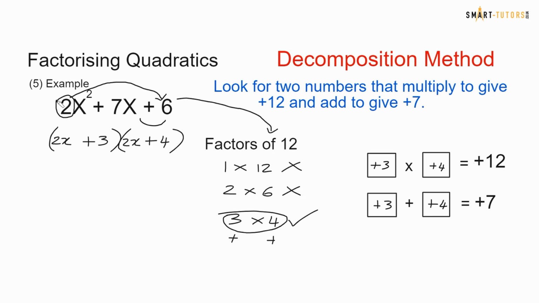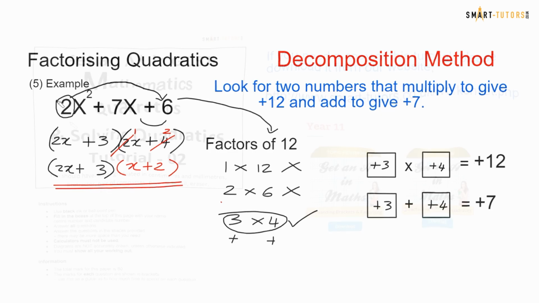Now look at each bracket carefully. The first bracket, 2x plus 3, cannot simplify further. So that is going to be the answer, 2x plus 3. And the second bracket can be simplified by 2. So 2 goes into 1. And simplify by 2, so 2 goes into 2. So the answer for the second bracket is x plus 2. So the answer for the question is 2x plus 3, x plus 2.